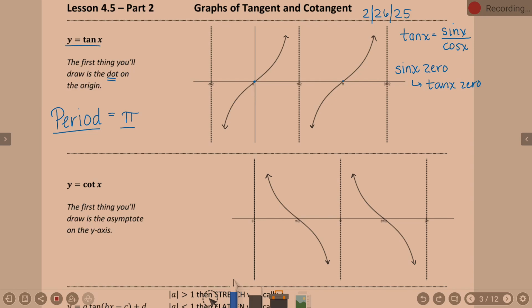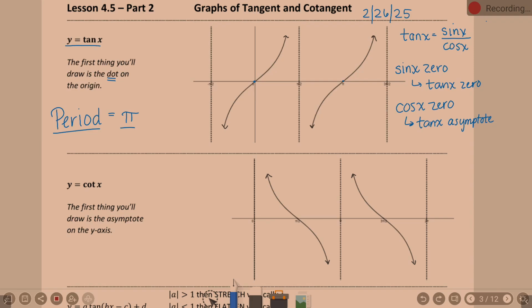Now, anytime cosine has a 0, well, guess what? That means tangent's going to have an asymptote. We can't divide by a 0. So anytime cosine equals 0, you're dividing by 0, and dividing by 0 just doesn't work. So any time there's a 0 on cosine, it's going to become an asymptote on tangent.